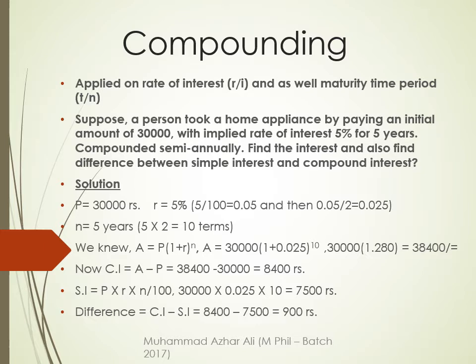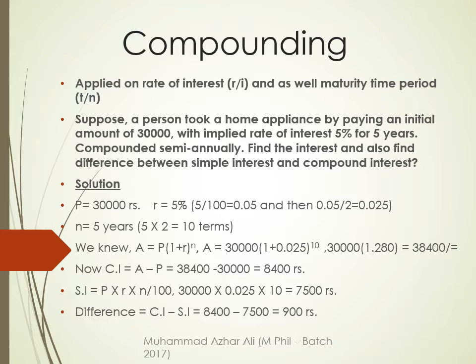Suppose that a person took a home appliance by paying an initial amount of 30,000 with an implied rate of interest of 5% for 5 years. Now it is compounded semi-annually, meaning the interest will be charged 2 times in a year, and the time period will be 10 terms, because the time period given is 5 years. In this example, we have to determine the interest and also find the difference between the simple interest and the compound interest.